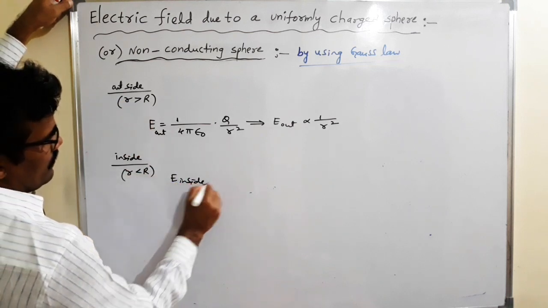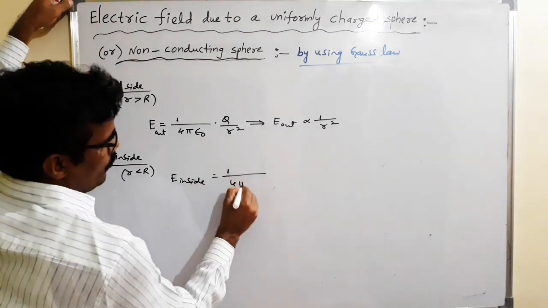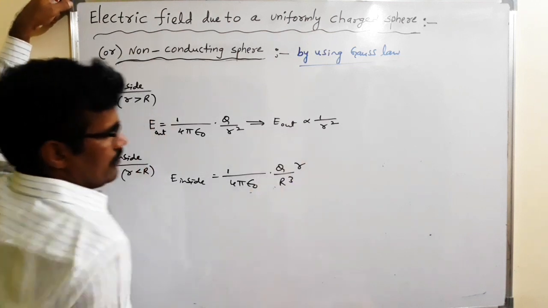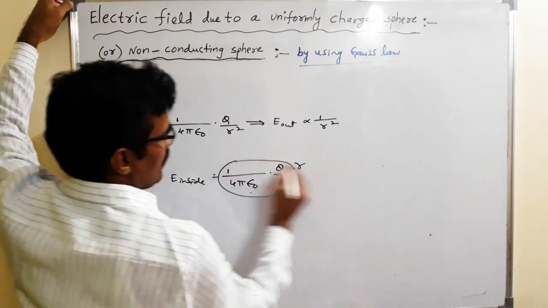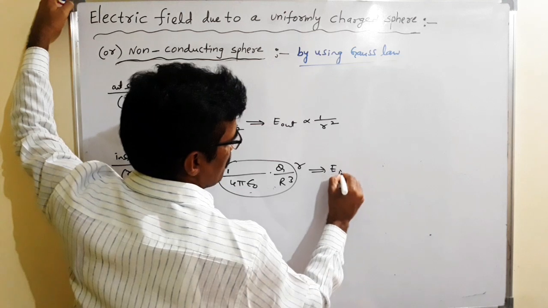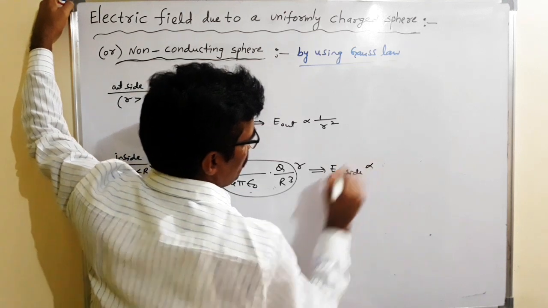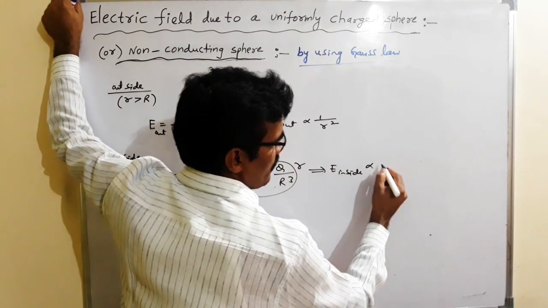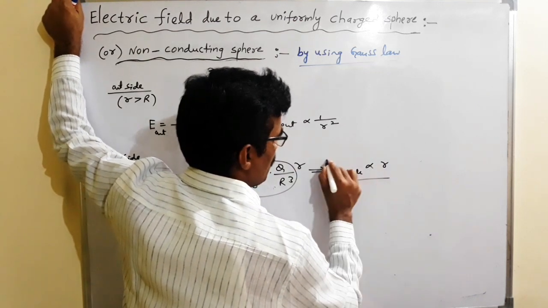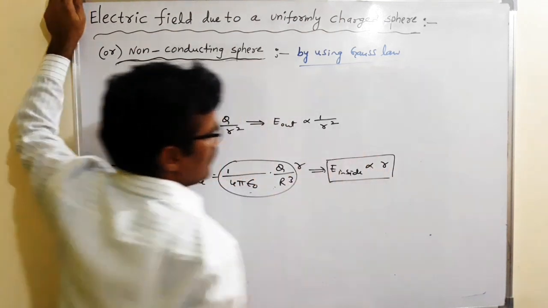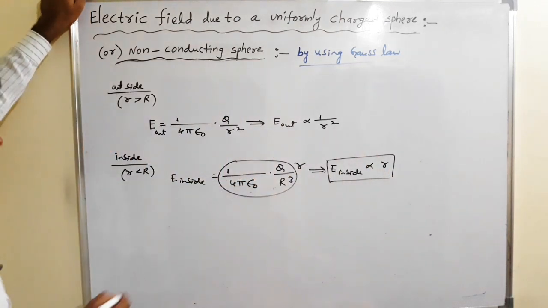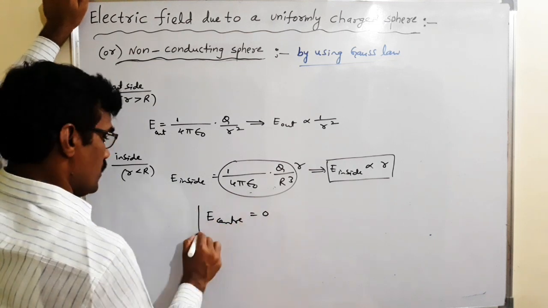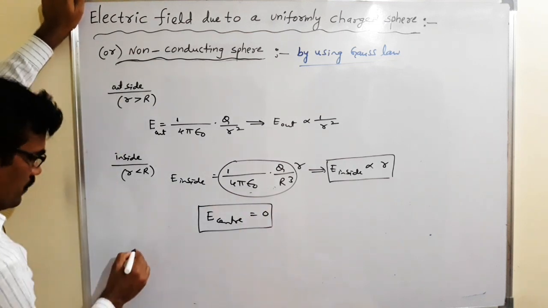Field inside equals 1 by 4 pi epsilon naught q by capital R cube into small r. This is the constant term. So the intensity of the electric field inside at a distance small r from the center is directly proportional to small r. As small r increases, the inside field also increases. At the center, the field is 0.